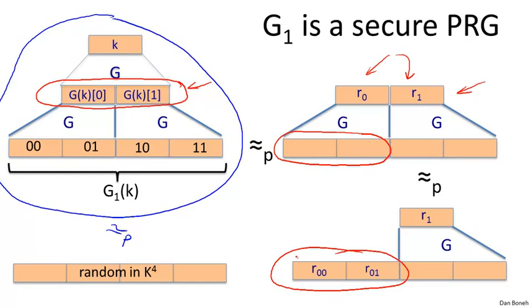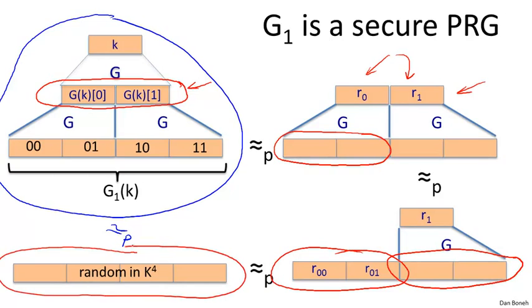Put differently, if an adversary can distinguish these two distributions, then we would also get an attack on the generator G. And now finally, we're going to do this one last time. We're going to replace this pseudo-random pair by a truly random pair, and then lo and behold, we get the actual distribution that we were shooting for. We will get a distribution that's really made of 4 independent blocks.